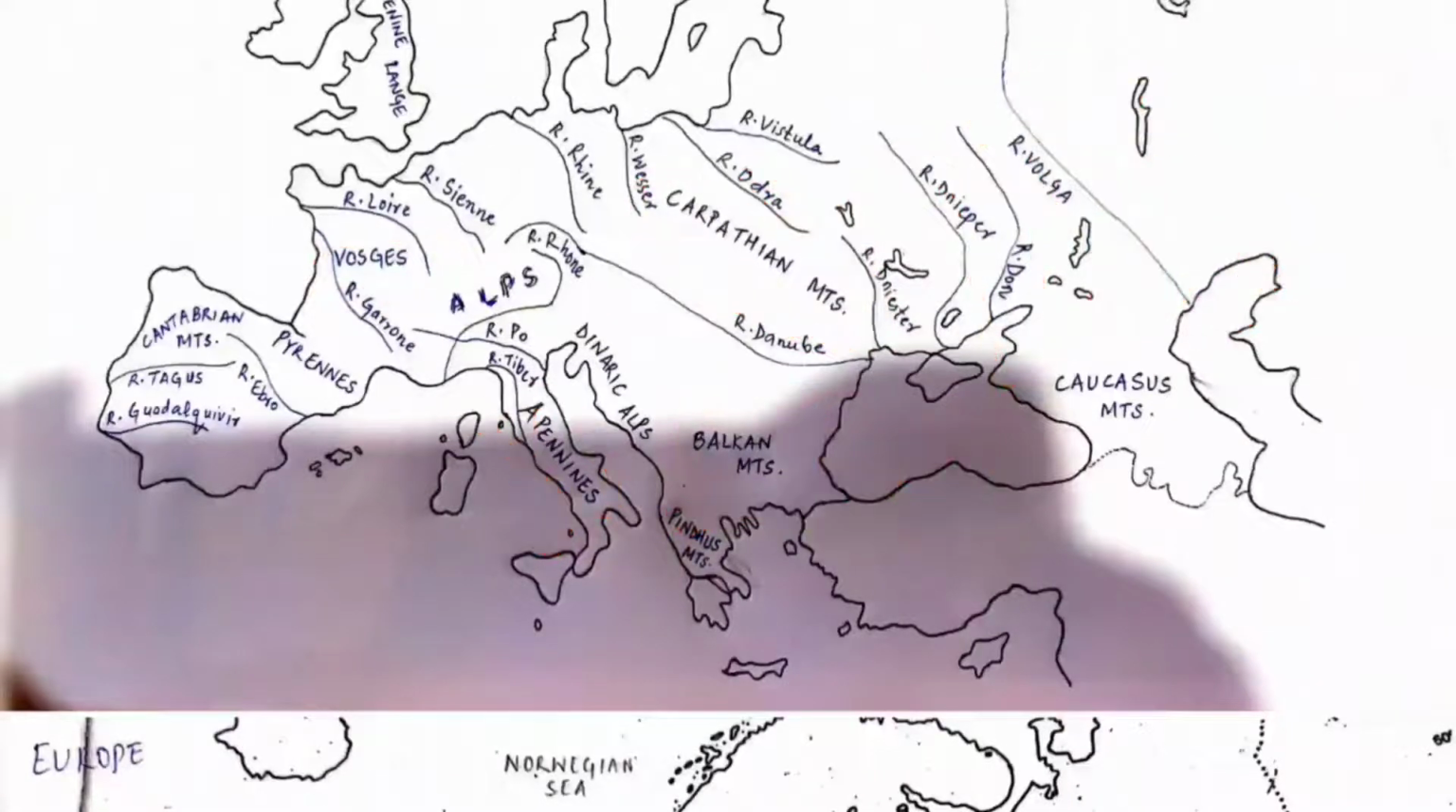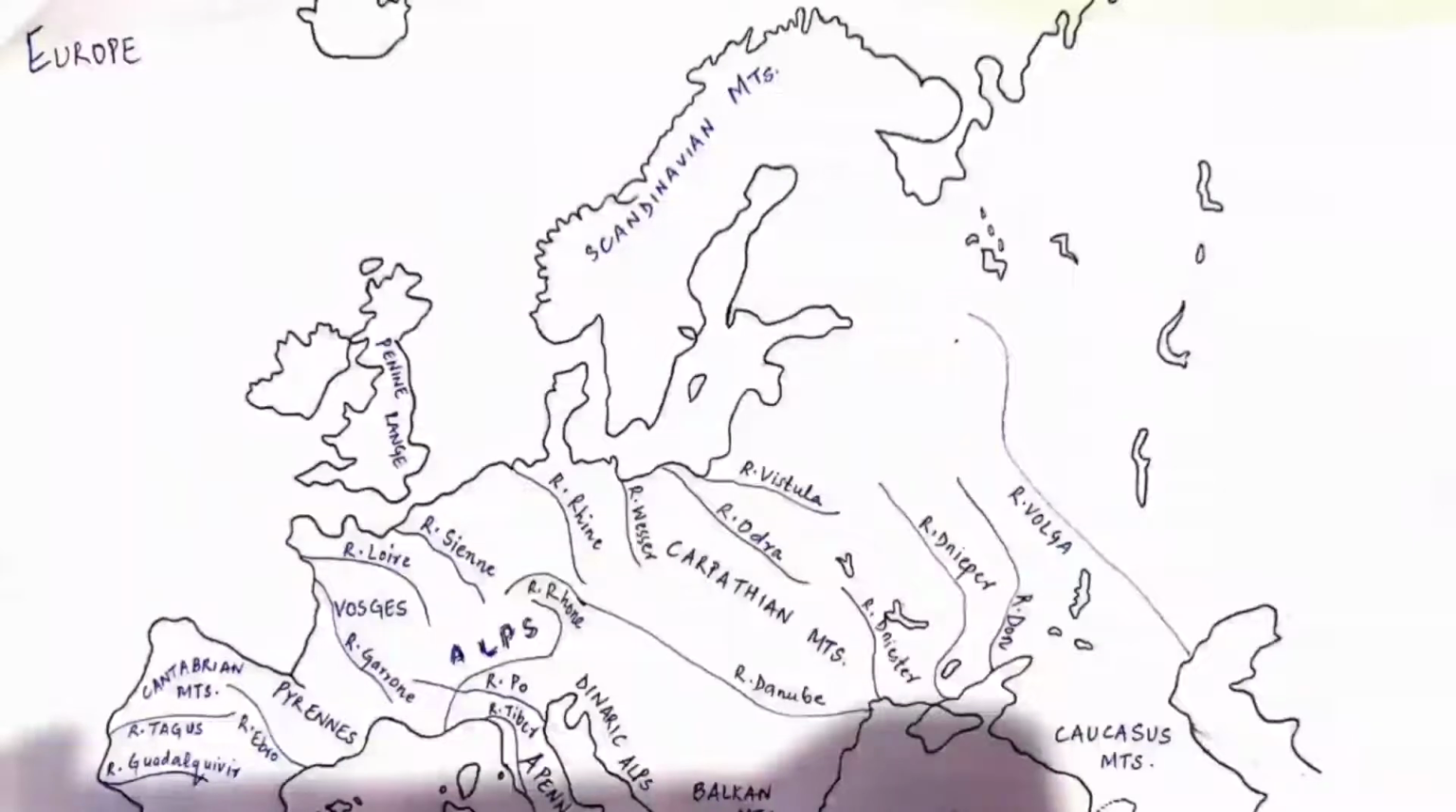Then we talk about the Pindus. These are present in Greece. This is Greece, and Pindus are present in Greece. We have Ural Mountains. They are in there. We have Ural Mountains. Fine.